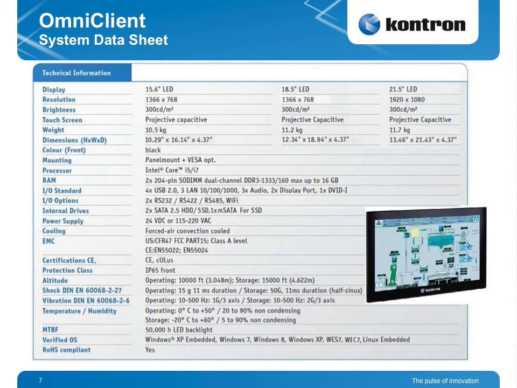I'm going to redo that one. I'm not going to say that one. So I'll redo that slide. So we redo the OmniClient system data sheet. Yeah. Okay.